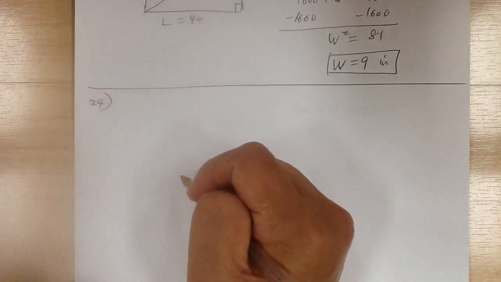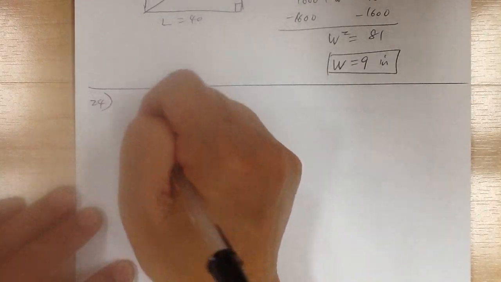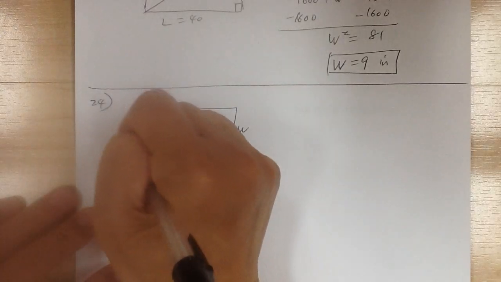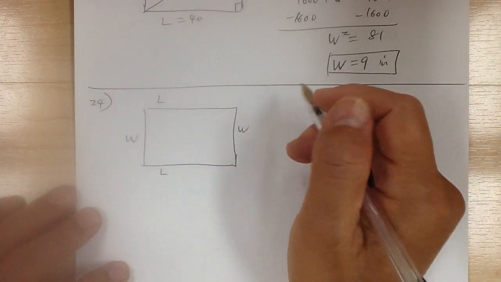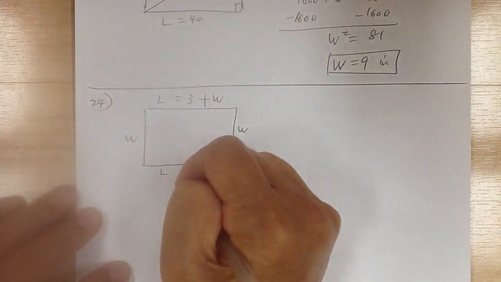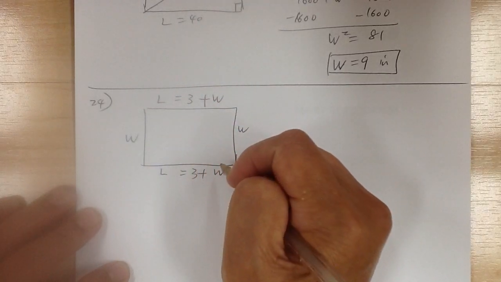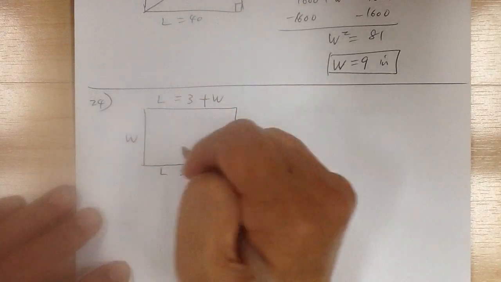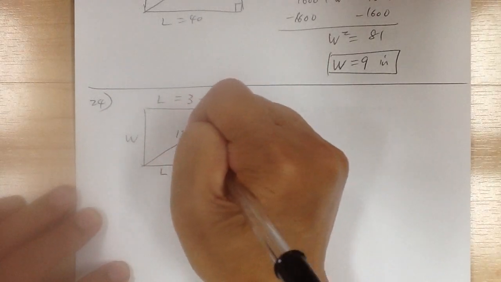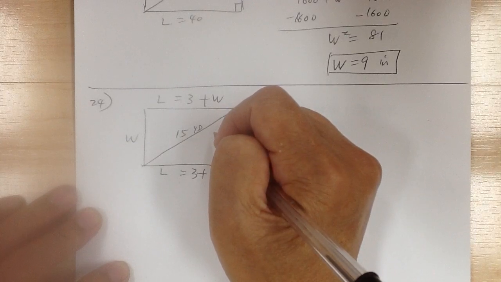Okay, 24. Again, it's a rectangle, so let's go and draw the rectangle and label your length, width, length, width. It says the length of the rectangle is 3 yards more than its width. If the length of the diagonal, so there's a diagonal, is 15 yards, find the dimensions of the rectangle.